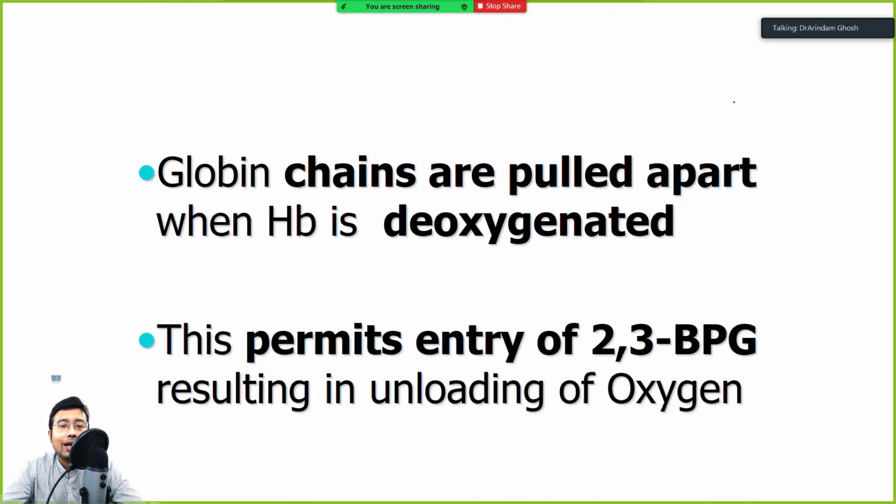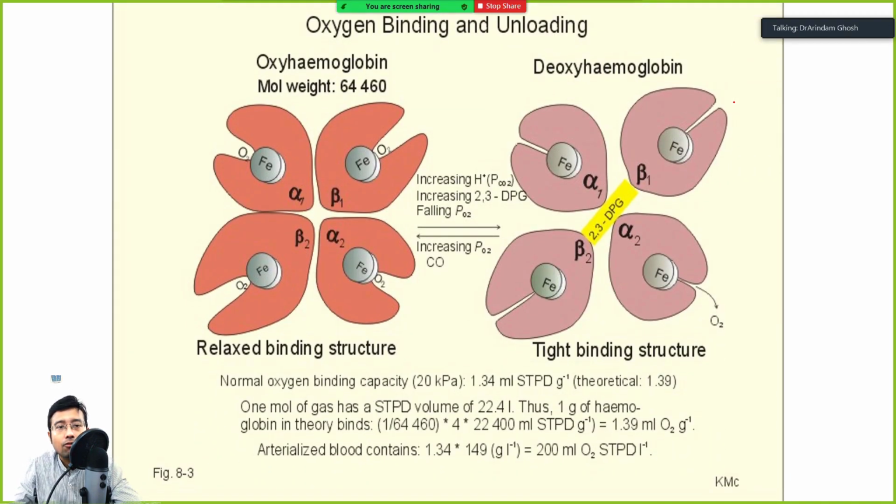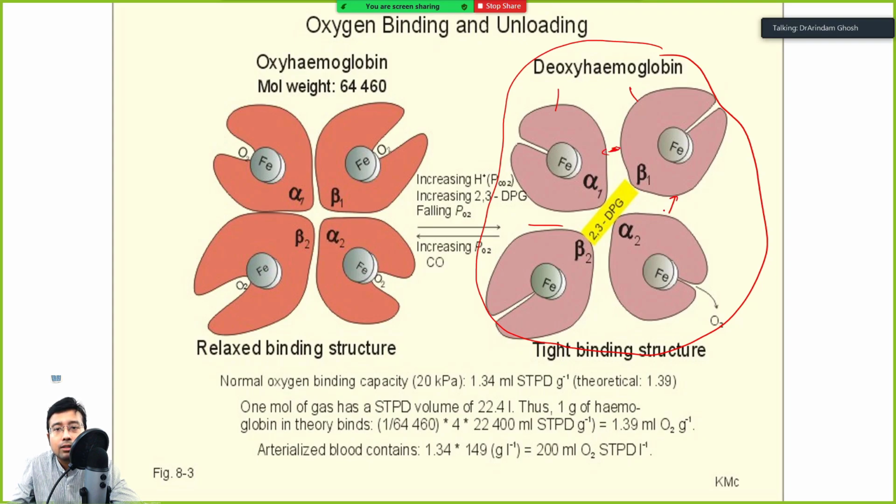So what happens in deoxygenation? The reverse happens. Globin chains are pulled apart during deoxygenation and 2,3-BPG enters, resulting in unloading of oxygen. See what is happening in deoxyhemoglobin. When it is deoxygenated, the globin chains are far apart. You can see the distance between each of them is much more, and 2,3-BPG is located in the center.